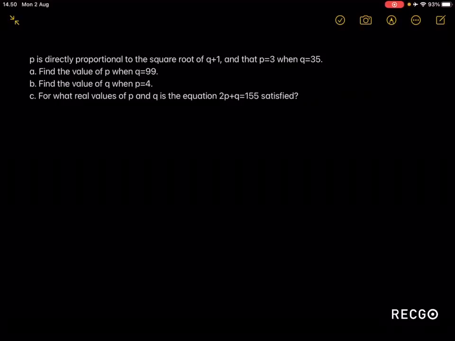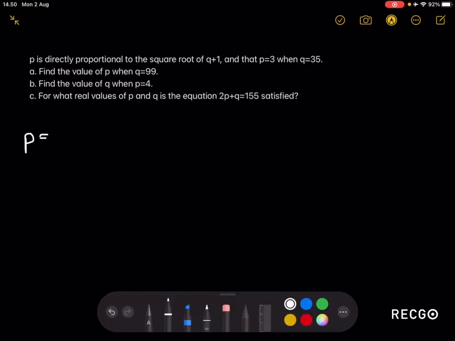Here's another proportion question. It's given that p is directly proportional to the square root of q plus 1, and that p equals 3 when q equals 35. We need to find the value of p when q is 99, the value of q when p equals 4, and then determine for what real values of p and q the equation 2p plus q equals 155 is satisfied.